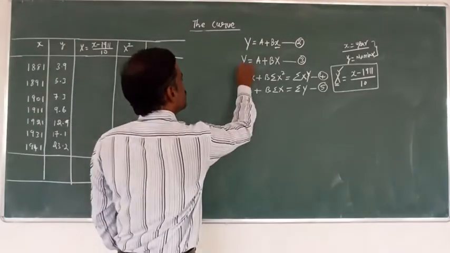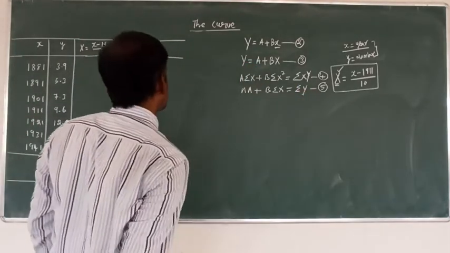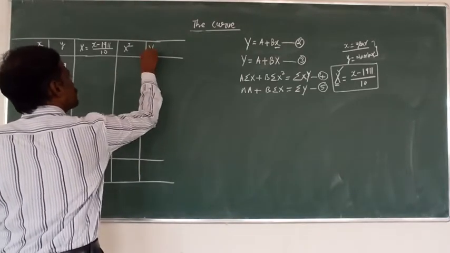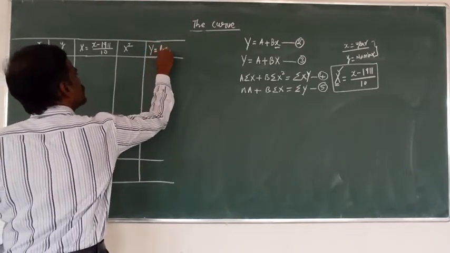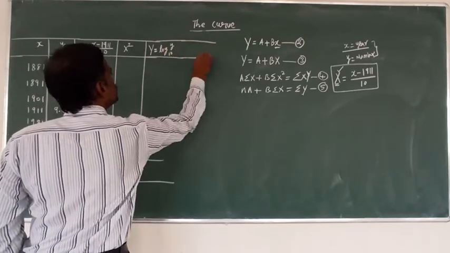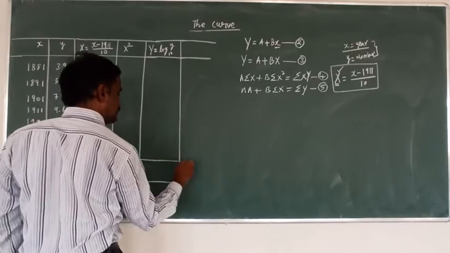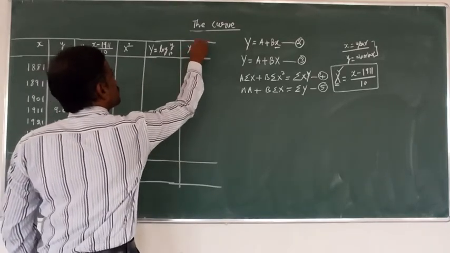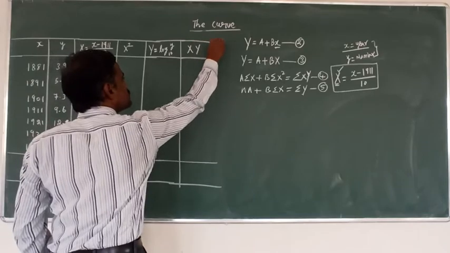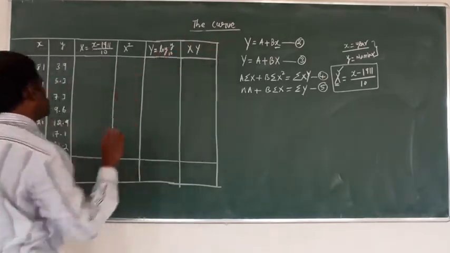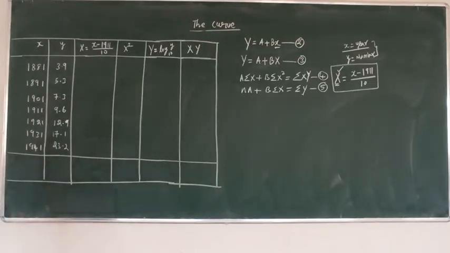Next, capital Y is required. We can represent capital Y equal to log of small y, and then we need capital X and capital Y. Now to multiply these two, these are the requirements.